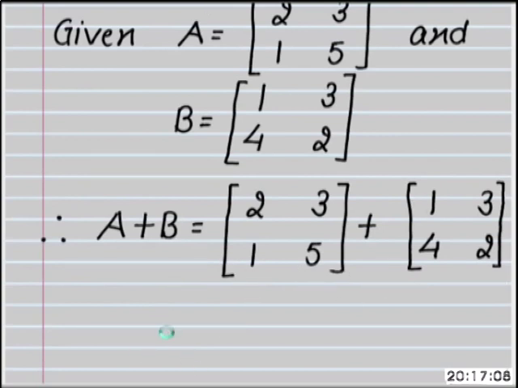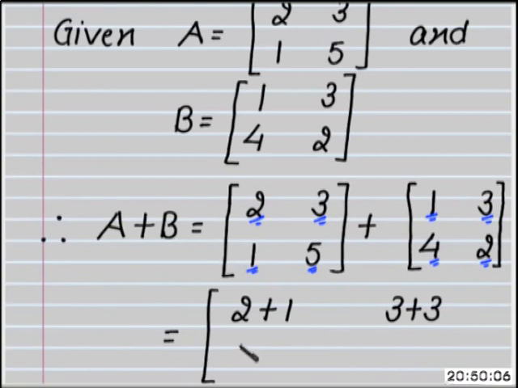So we obtain a matrix with its elements as the sum of corresponding elements of matrix A and matrix B respectively. That is, it is equal to a matrix whose first row elements are 2 plus 1 and 3 plus 3. Second row elements are 1 plus 4 and 5 plus 2, which is again a square matrix of order 2.